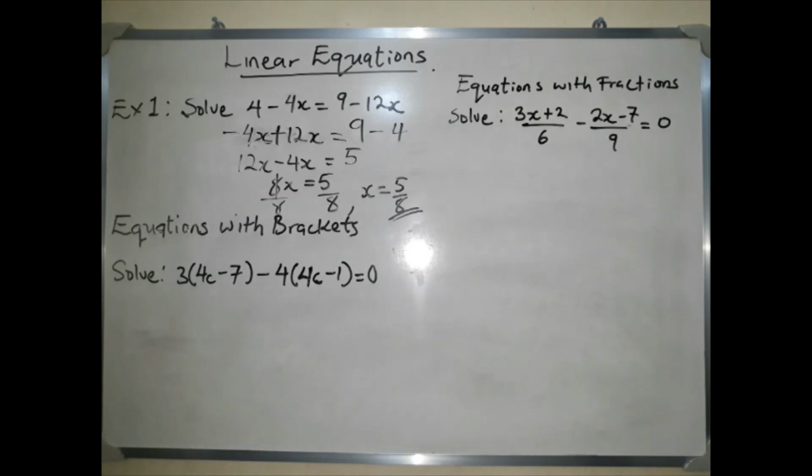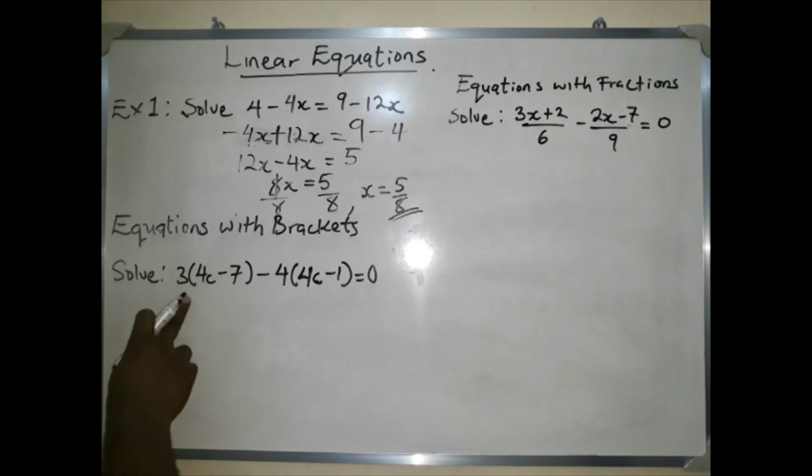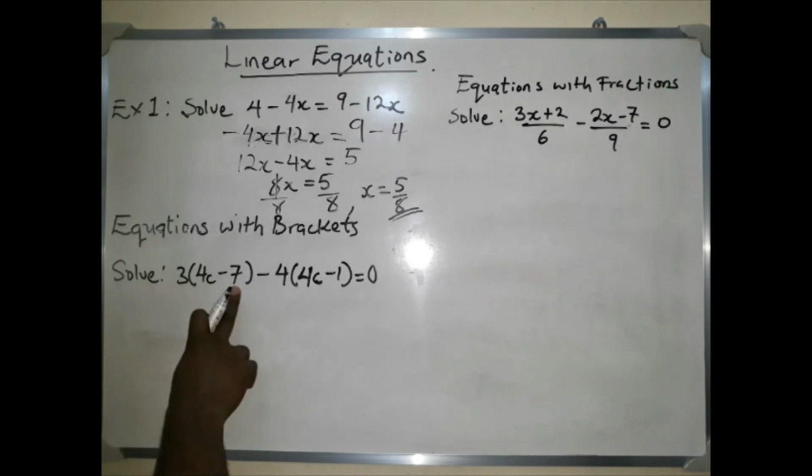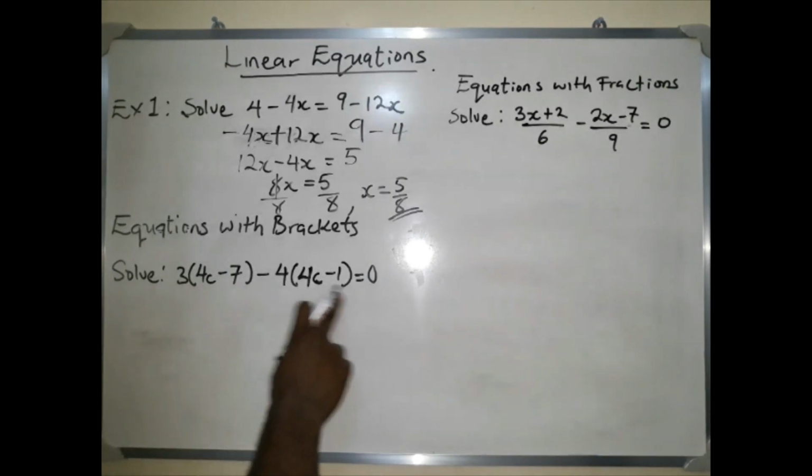Now the first thing you need to do here is to make sure you remove the brackets. And then when you remove the brackets, you simplify the terms by collecting like terms as we did in this case. So let's first of all remove the brackets. To remove the brackets, we're going to multiply 3 by everything that is inside here and multiply minus 4 by everything that is inside here.